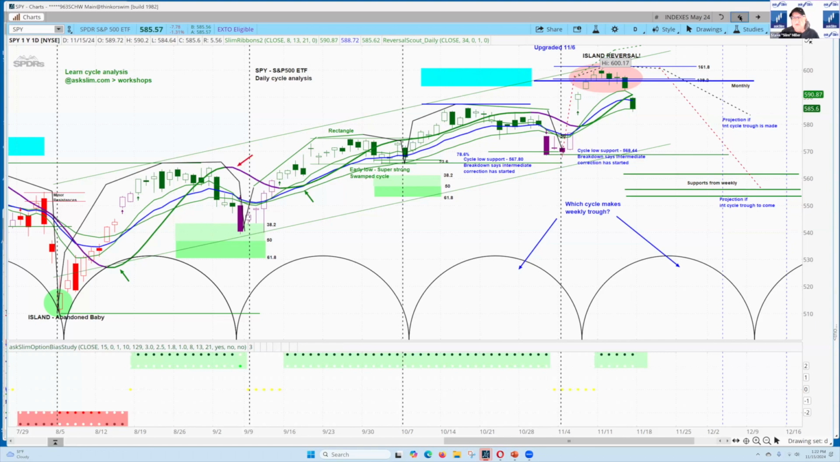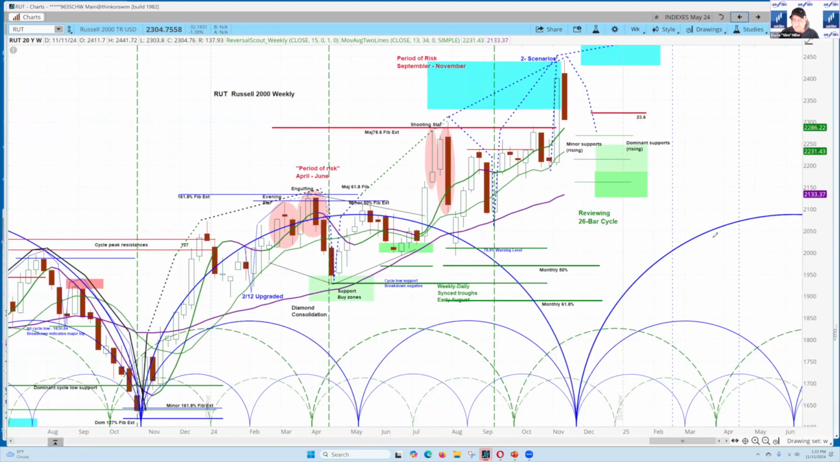I want to go over to the Russell chart right over here. And for our members, and I sent you the notice on this, I have overlaid a potential cycle in the Russell. Now you see where this bottom came here, and this bottom right over here lines up pretty similar to this bottom here. You can see these are the Russell troughs that I put in here.